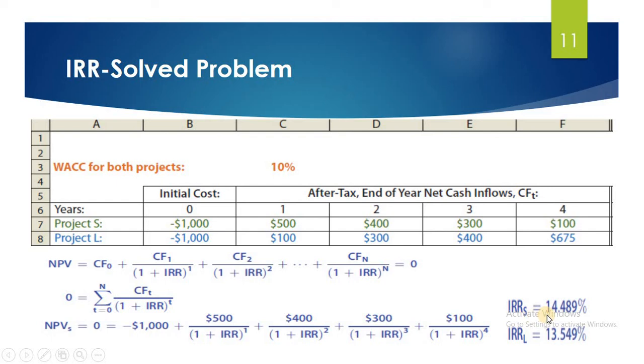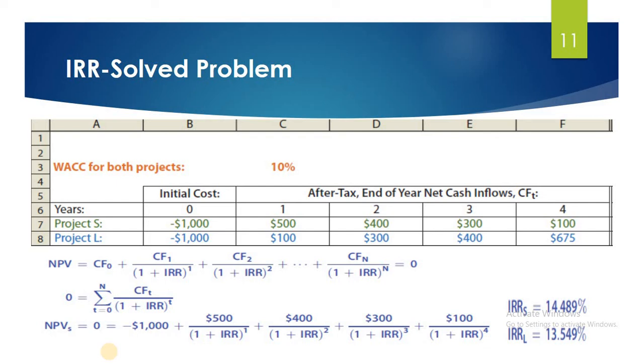If we use 14.489% discount rate, NPV of project S will be zero. So in this case, IRR of project S is 14.489%. Now the question is how we can calculate IRR. There is one method which is trial and error. So we have to try with different discount rates. Then in this way, we have to find a single discount rate which will make the NPV of the project zero.